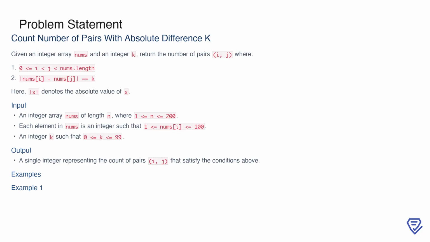The input consists of an array nums with a length between 1 and 200, where each element is between 1 and 100, and an integer k between 0 and 99. The output is a single integer representing how many such pairs exist in the array. Let's explore some examples to understand this better.